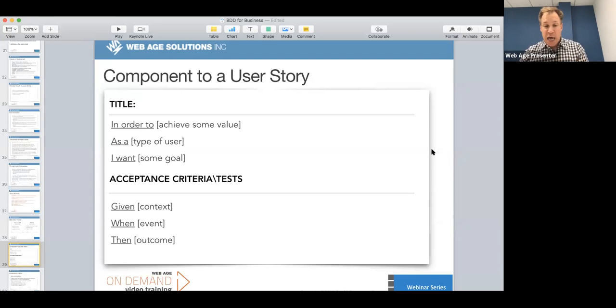go hand in hand. BDD tests the behaviors from a customer perspective. Test-driven development tests the system as a whole or as a component or functionality from a developer standpoint. So if you had a response time story, the testers would cover that on their test-driven development side.